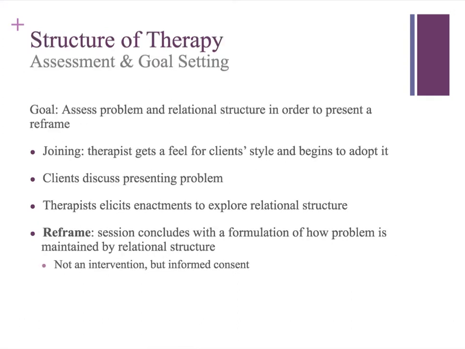The structure of therapy proceeds first with assessing the problem and the structure so that you can present a reframe. So you need to gather enough information in the first session to be able to hypothesize about the problem as the clients present it to you. How does their relational structure maintain this problem? And what might be some of the circular interactions that are maintaining the problem?